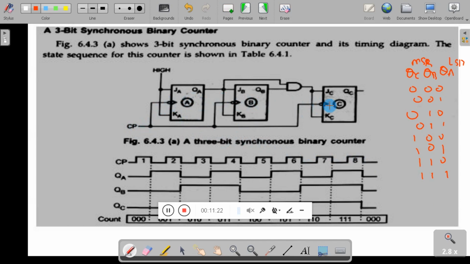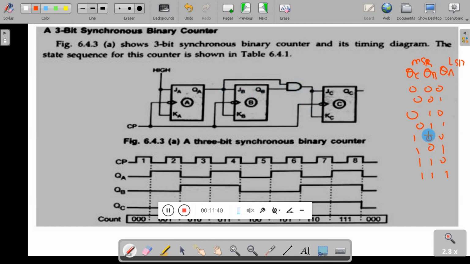using a negative edge triggered clock. Other than that, the input of the first is tied to VCC. Now, the input of the second is connected to the output of the first, and the input of the third is connected to the outputs of the first and second with an AND gate. So you see why we have used an AND gate here.